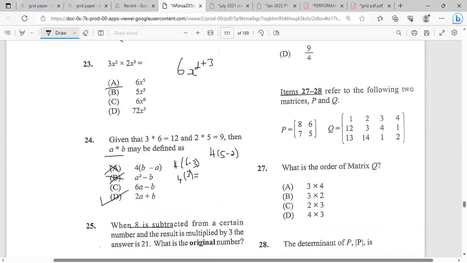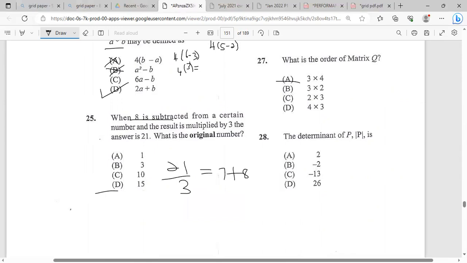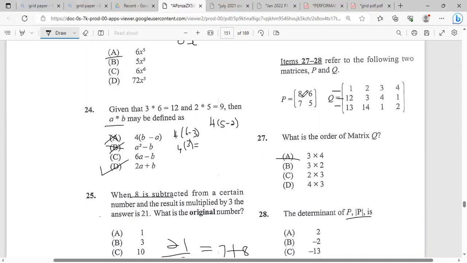What is the order of the matrix Q? All right, so we have 1 row, 2 rows, 3 rows, and 1, 2, 3, 4 columns. So it's a 3 by 4. Row first, right? The determinant of P is, and notice they want the modulus, so it has to be a positive number. That's what that means. So I'm going to say 8 times 5, that is 40, minus 7 times 6, 42. The answer is negative 2. However, this is a modulus, so you want the positive of it. So it's actually going to be A.